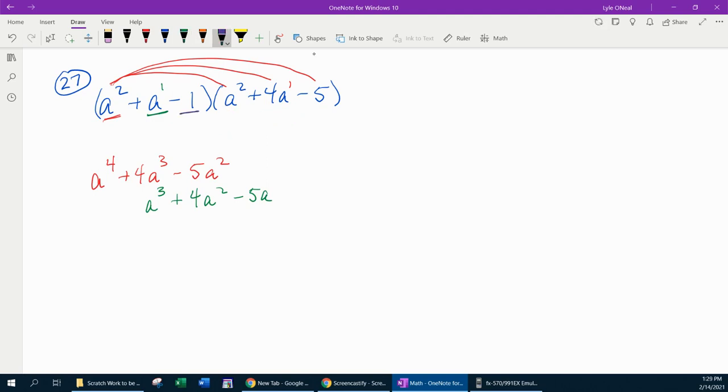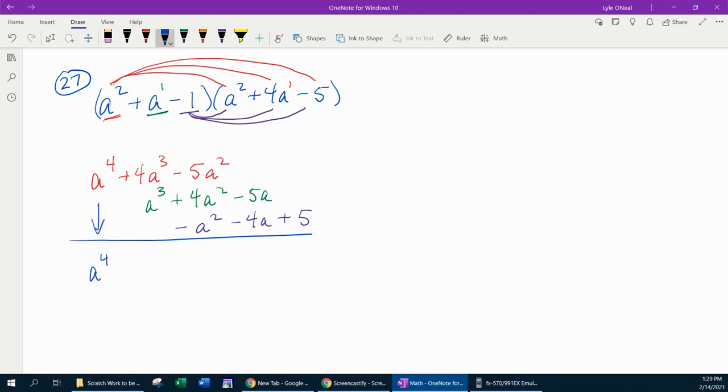And last but not least, we're going to distribute the negative 1 to every term in the second set of parentheses. So here we go. Negative 1 times a squared, that is negative a squared, using my stacking technique. Negative 1 times 4a, negative 4a. And last but not least, negative 1 times negative 5 is a positive 5. I love the stacking technique because it makes it super easy to combine like terms to finish it.